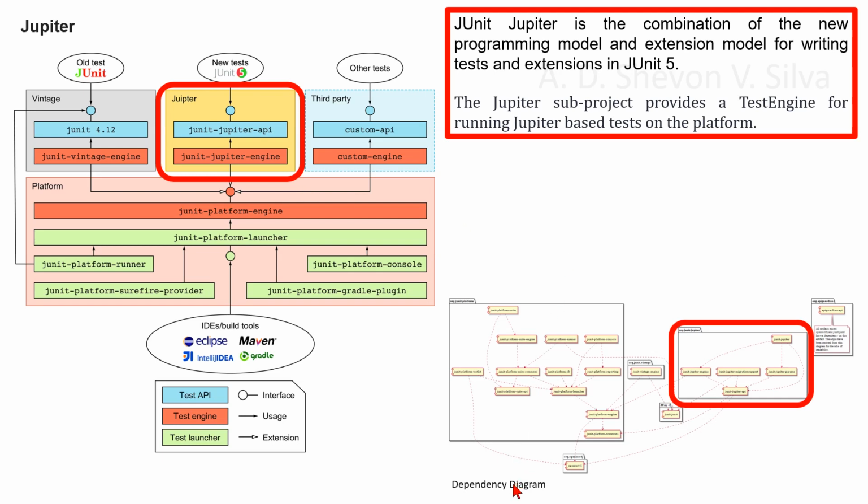Here in the dependency diagram, you can see the org.junit.jupyter package, and you can see here JUnit Jupyter engine and JUnit Jupyter migration support, JUnit Jupyter params, and this is JUnit Jupyter, and here JUnit Jupyter API.